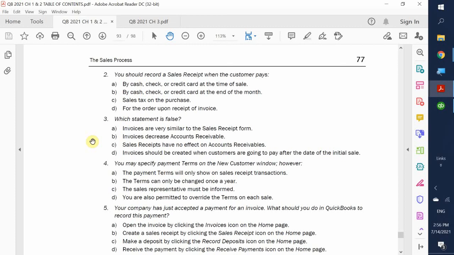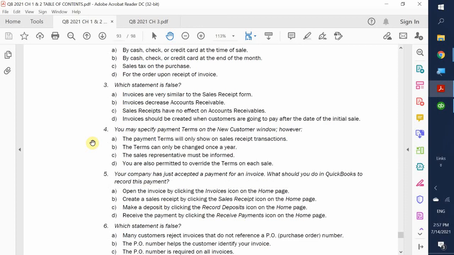Letter A says invoices are very similar to sales receipts. That is true. C says that sales receipts have no effect on accounts receivable. That is true because people are not owing you money. They're paying at time of service or at time of sale. So no effect on accounts receivable. And last but not least, D says invoices should be created when customers are going to pay after the date. Yes, right? Invoices are when customers pay after the bill. Yes, and that's true.